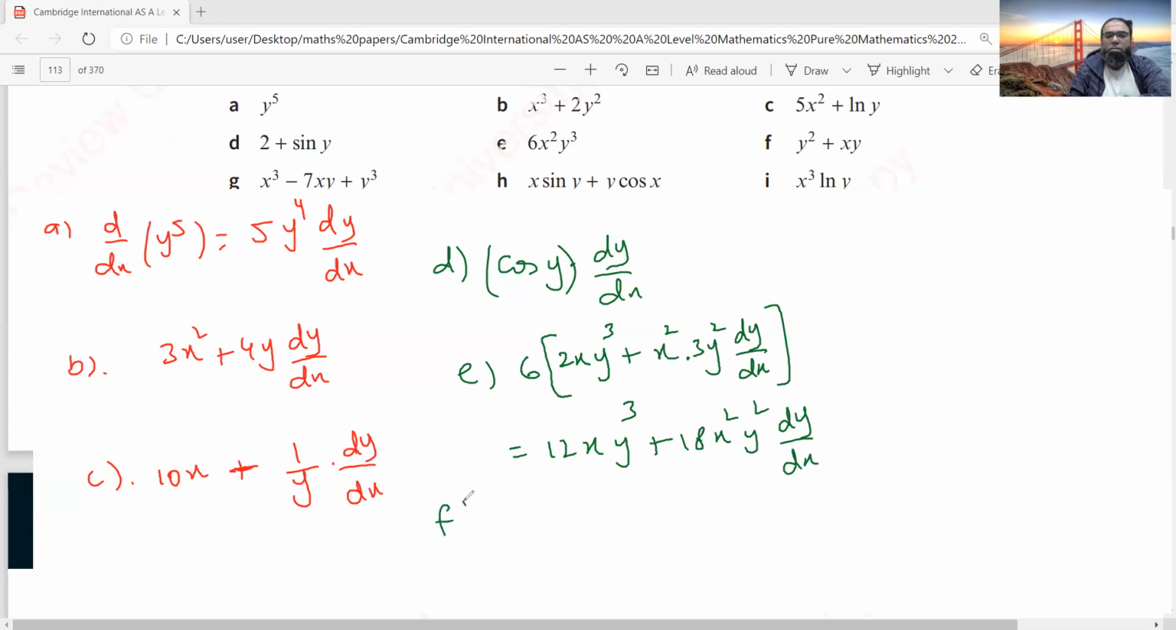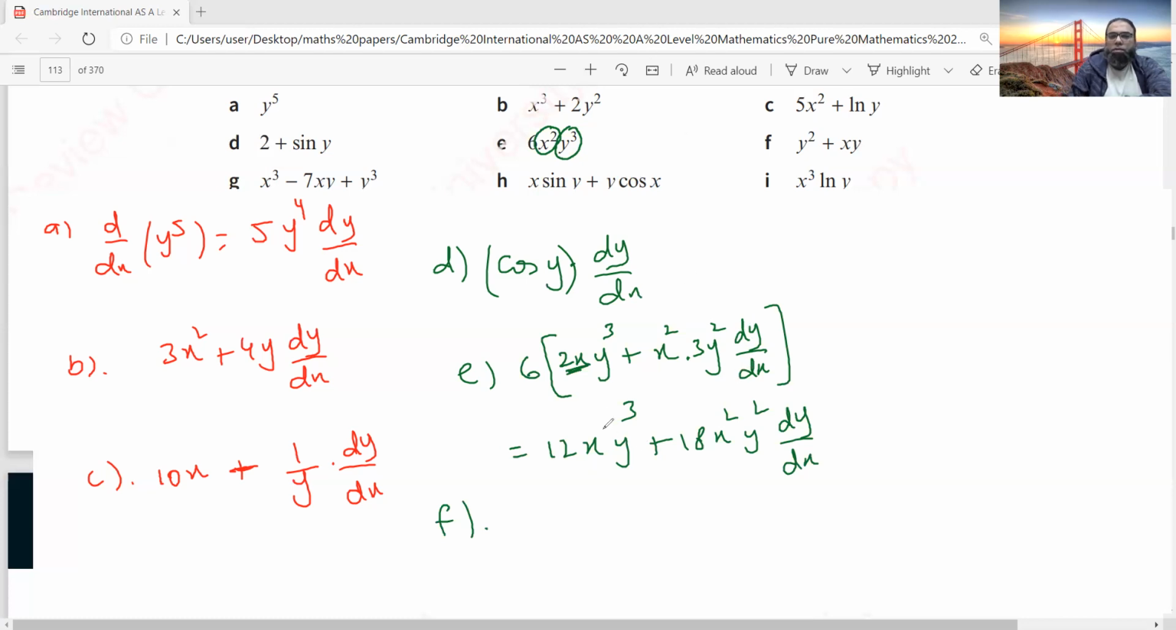Sir, could you please repeat this E part? Look at this e part. It is clearly a product. There is this x squared, and there is this y cube. I'm keeping this 6 out of it. So the 6, and then the derivative of x squared is 2x, and y cube remains as it is. This is 2x y cube, and then plus, next time x squared remains as it is, and the derivative of y cube is going to be 3y squared, and you write times dy by dx with that.